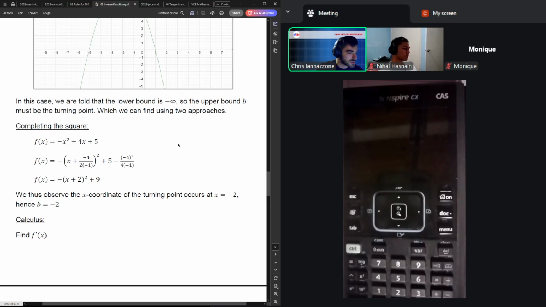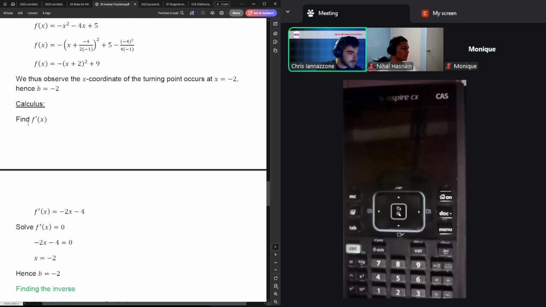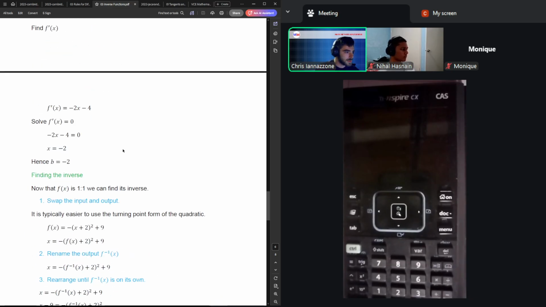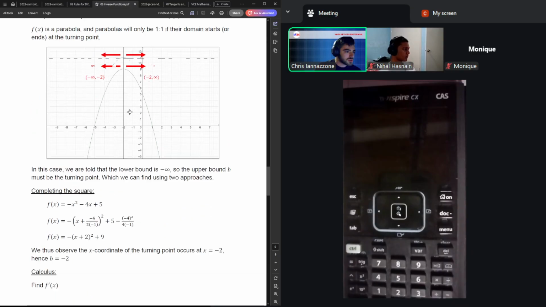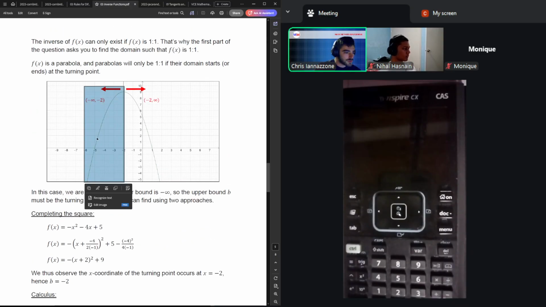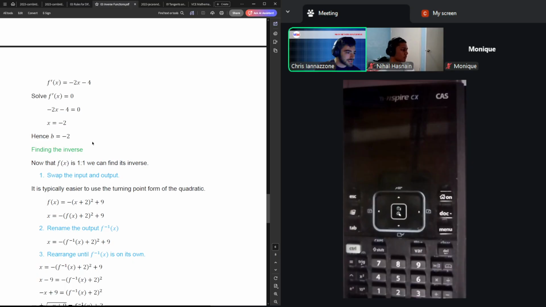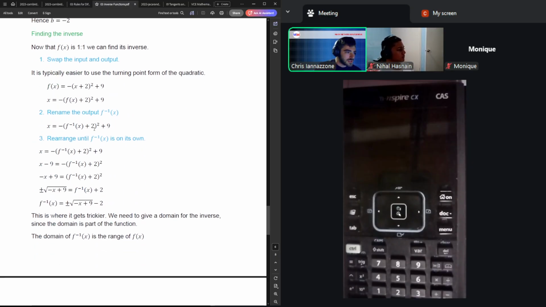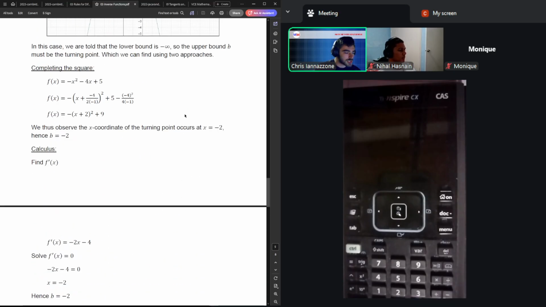Here we go. I've done the completing the square approach here, and the calculus approach here. Sweet. Now that we've restricted it down to a one-to-one function, we can now properly find the inverse. Worth pointing out though, there's a reason why I've done the turning point form. I've done the completing the square approach here.